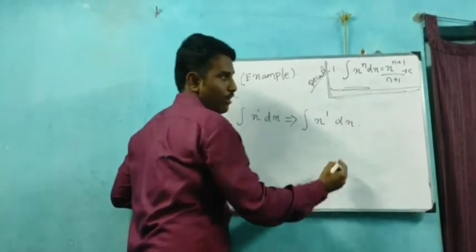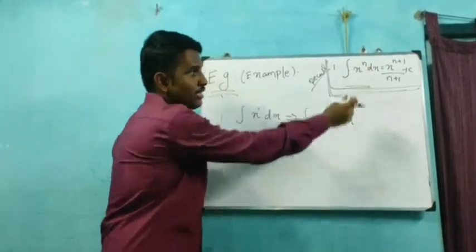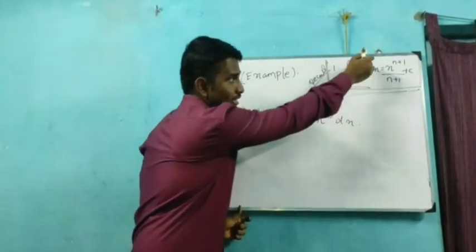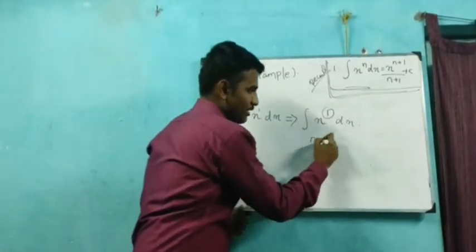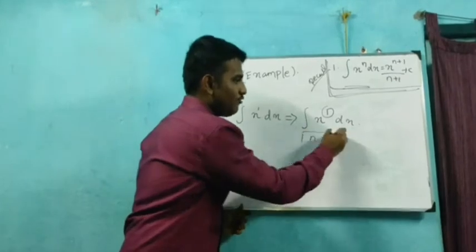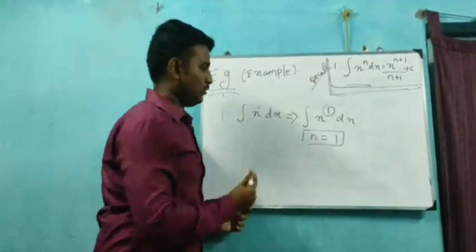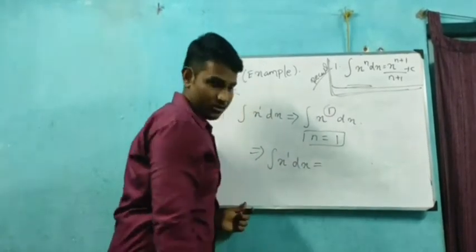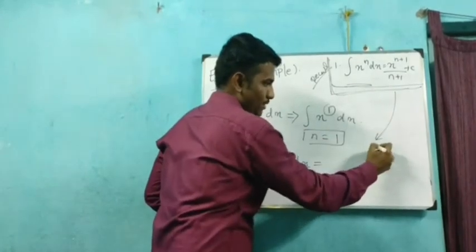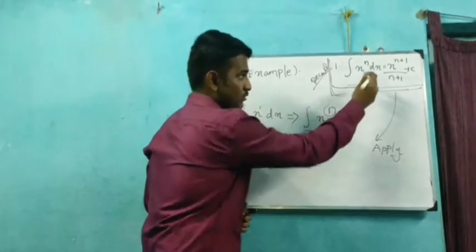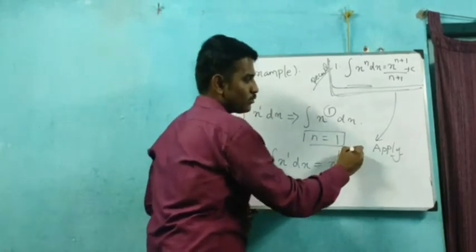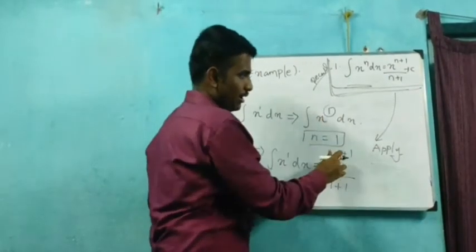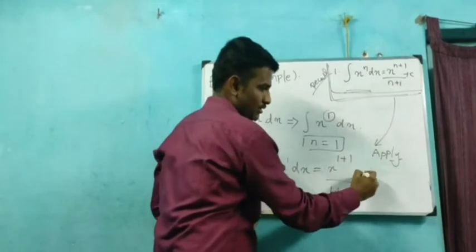It looks like this formula. What is my formula? Integration of x power n dx is equal to x power n plus 1 by n plus 1 plus c. So instead of n, I have n equal to 1. In this formula I have to write this value. So I am going to apply the formula: x power 1 plus 1 by 1 plus 1 plus c, substituting 1 in the place of n.